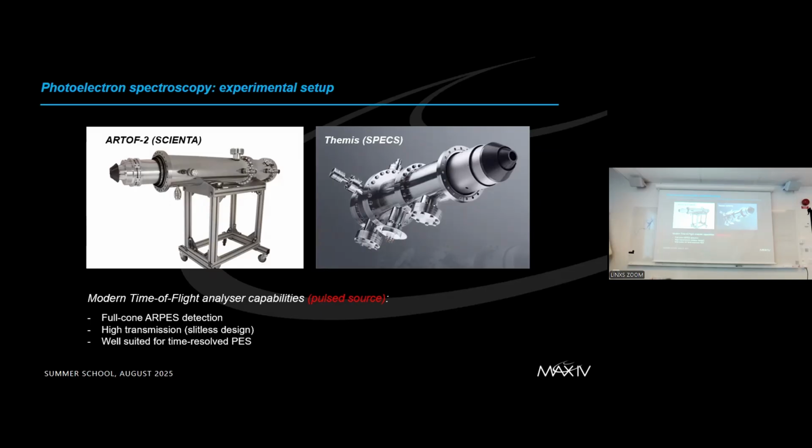These analyzers have to use a pulsed source, obviously, because the kinetic energy is calculated from the time of flight of the electron. So you have to know the exact starting event of your excitation. That's why you are using a pulsed source, and you synchronize it with the analyzer measurement process. So these photoelectron analyzers are used essentially at synchrotrons and for time resolved measurements mainly.